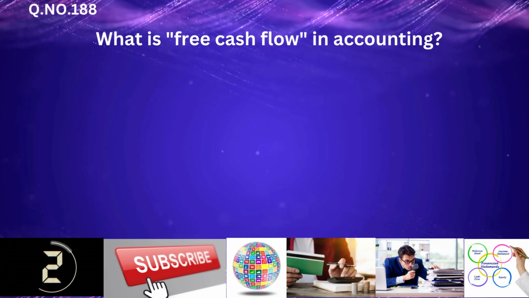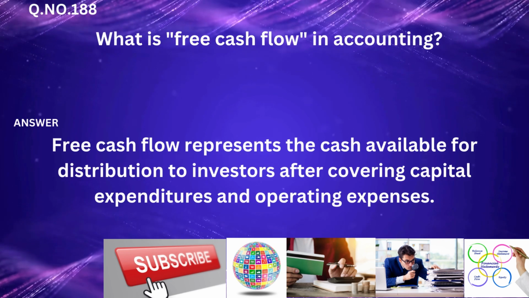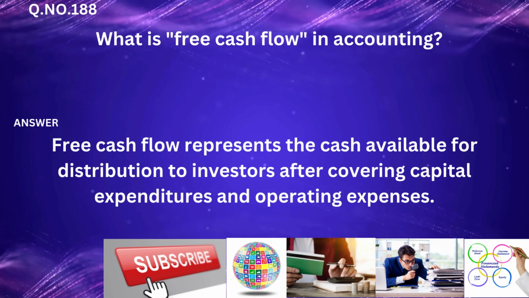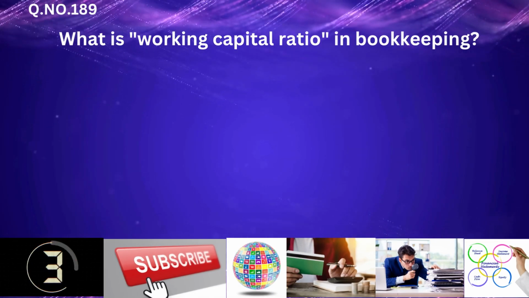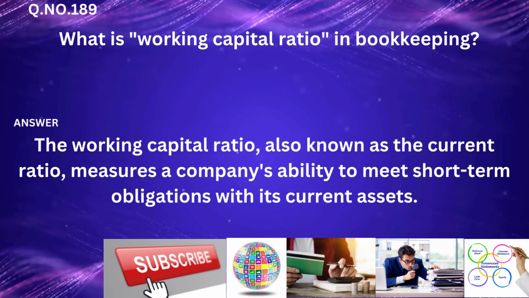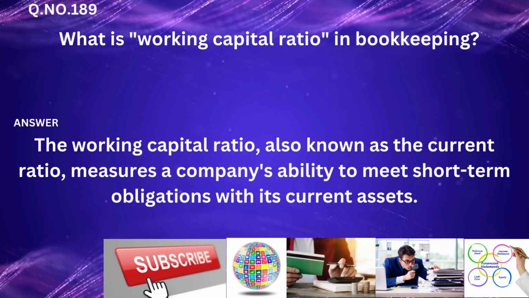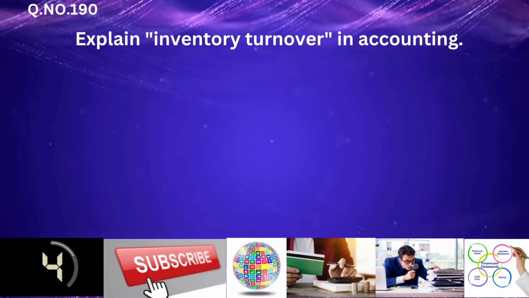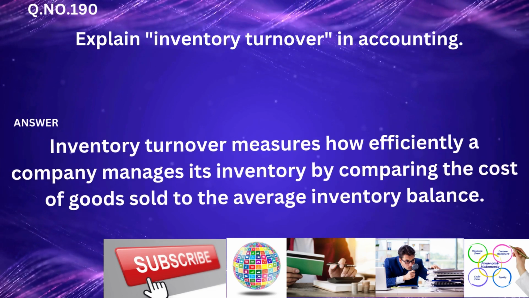Question 190. Explain inventory turnover in accounting. Answer: inventory turnover measures how efficiently a company manages its inventory by comparing the cost of goods sold to the average inventory balance. Question 191. What is receivables turnover in bookkeeping? Answer: receivables turnover assesses how quickly a company collects its accounts receivable by comparing sales to average accounts receivable.